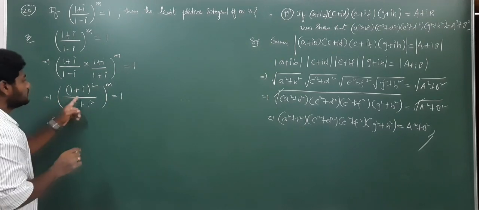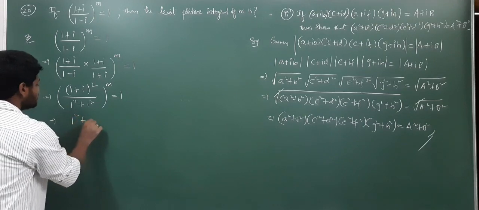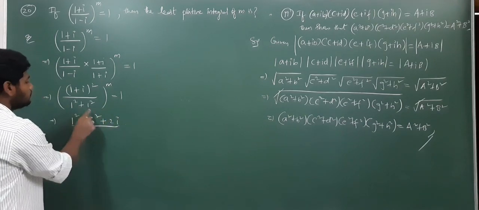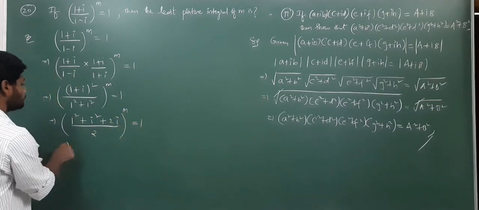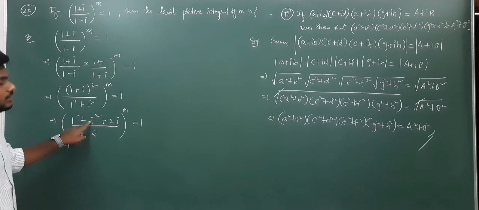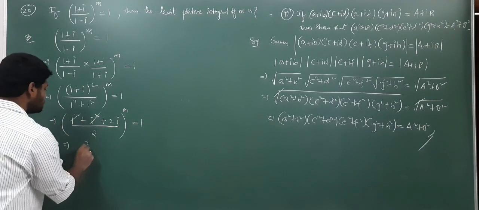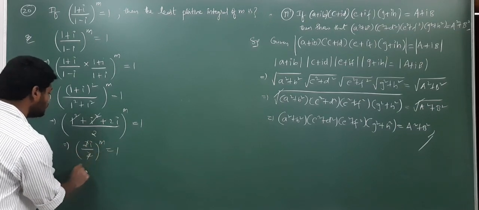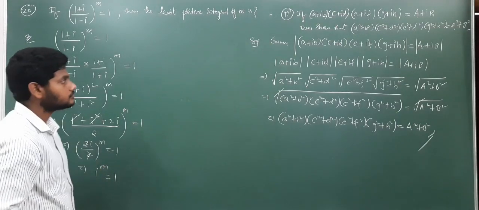Next, expand (1 plus i) whole square in the (a plus b) whole square form: 1 square plus i square plus 2i, divided by 1 plus 1, which is 2, whole to the power of m, equal to 1. You know the i square value is minus 1, so the 1 square cancels. This is 2i by 2 whole to the power of m equal to 1. The 2 cancels, and we get i to the power of m is equal to 1.